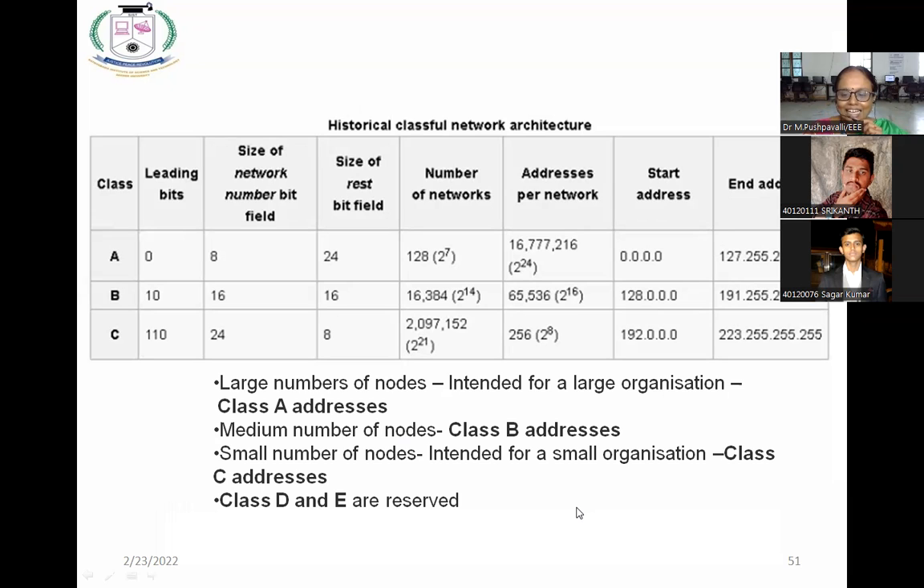You all know class A, how many addresses can I use? When you go with class A, it is for a large number of nodes, class B for a medium number of nodes, and class C for a smaller number of nodes, and class D and E are reserved. So around 16 million addresses can be used for class A, and class B is 2 power 16, so 65,536 IDs will be used. But when you go with class C, that is 256.